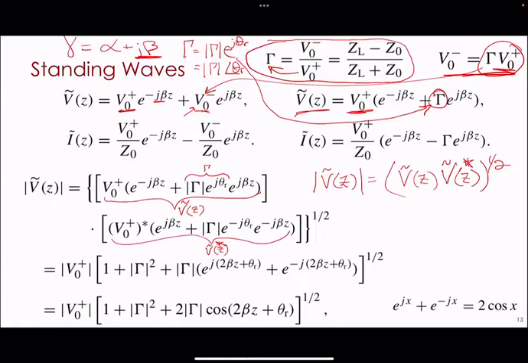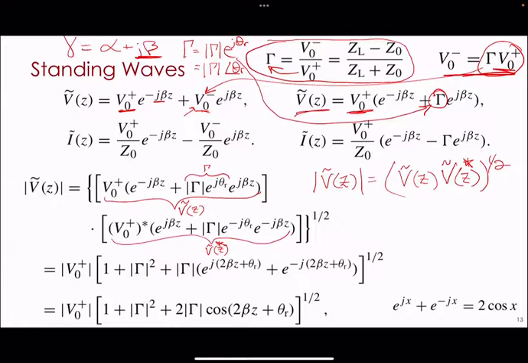All right, negative j beta z, complex conjugate, goes to positive. Magnitudes don't change in complex conjugation. It's just the angles or the imaginary part. Exactly. Wherever you have a j, you change it: positive to negative, positive to negative. Okay.